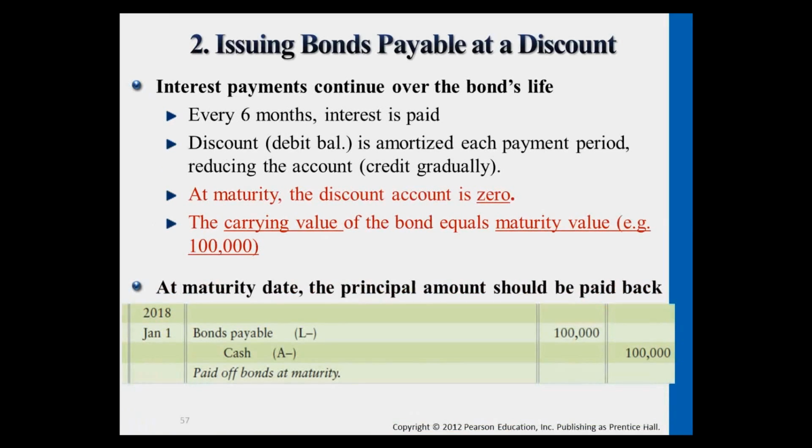Okay, the third entry, when we're paying back the full amount of money, we debit bonds payable, credit cash. So this entry will always be the same across all three situations.